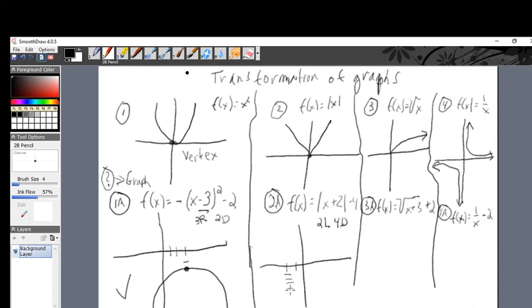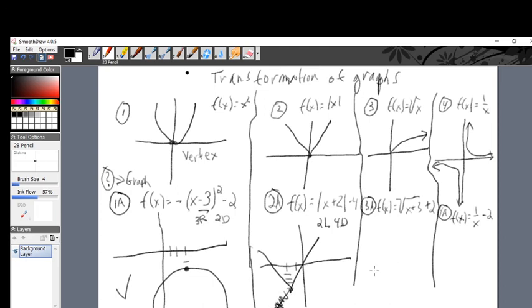Here's where my vertex is. And I draw the basic shape, that basic V shape, not downwards. I apologize. It's regular, upwards V shape. Same V shape here, but move it, shift it over to the left and 4 down.